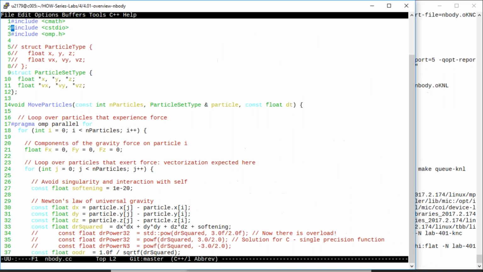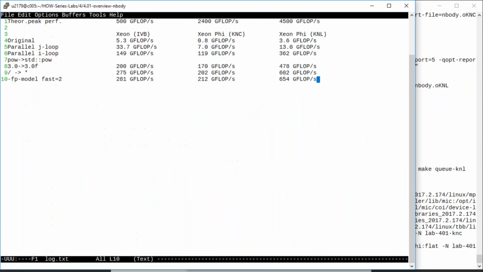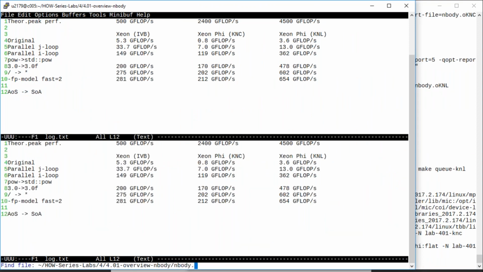Let's execute. And while it's running, I will prepare the log. So we did a conversion from an array of structures to a structure of arrays. The motivation for that was a message in the optimization report that said non-unit strided loads. Do we still have this message?